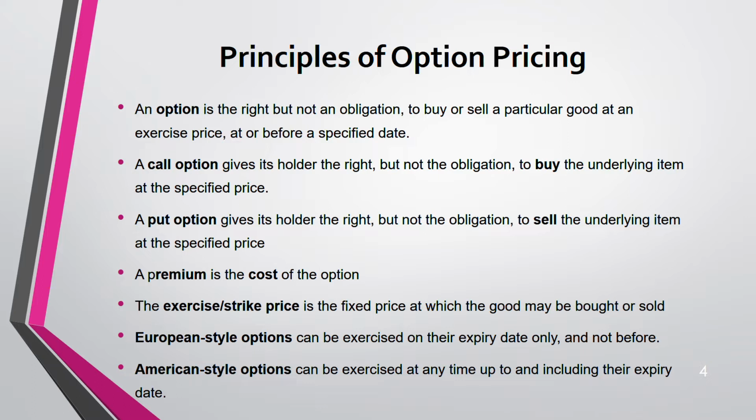But the difference with an American style option is that you can exercise anytime up to the expiry. If you take a 3-month option in Jan that expires in March, you can exercise this option in Jan also, in Feb also, in March also, anytime until 31st March. That is the difference.